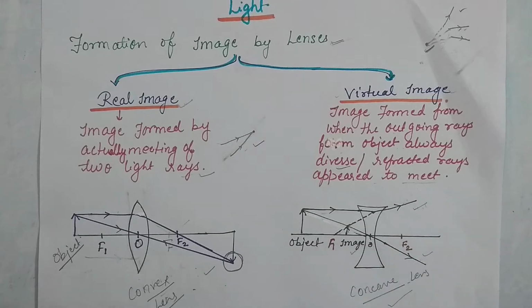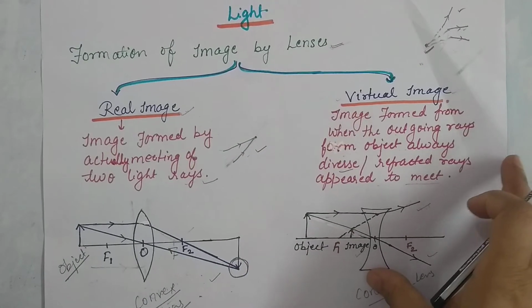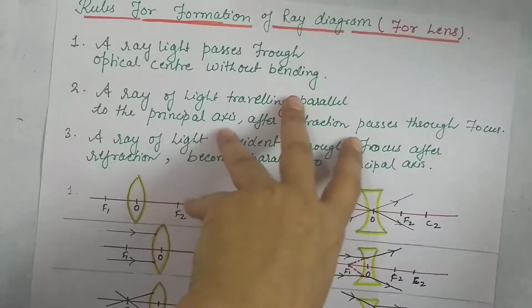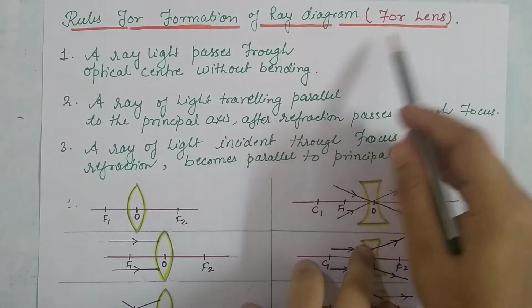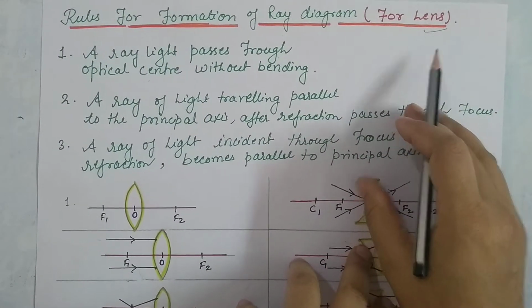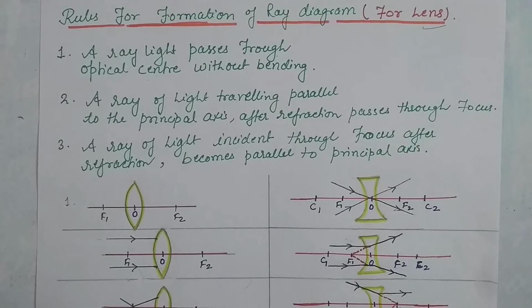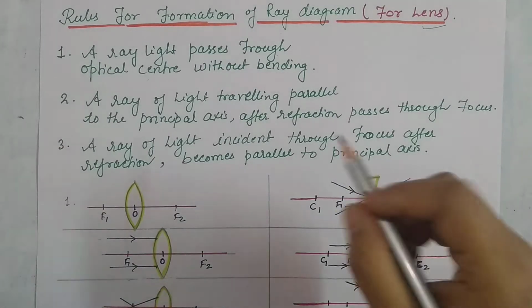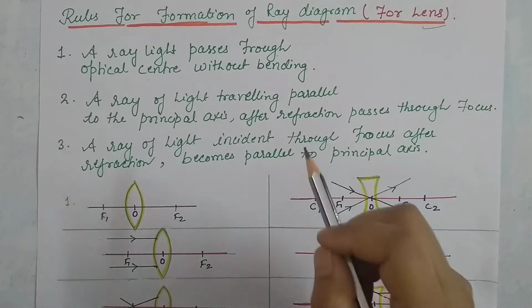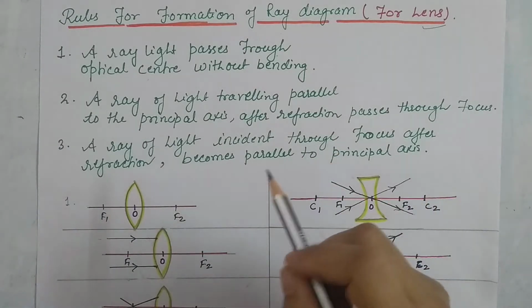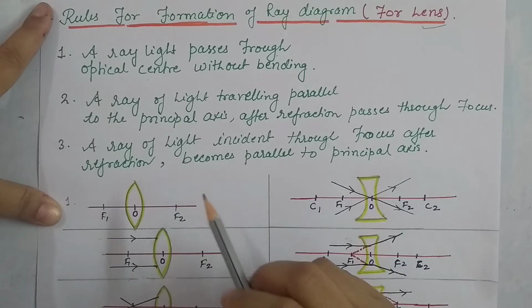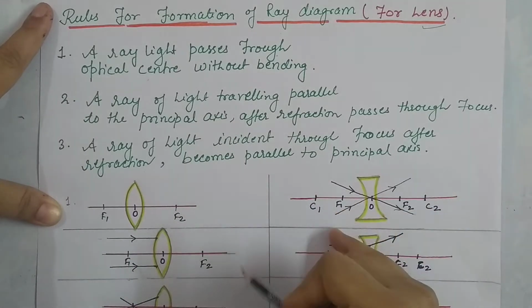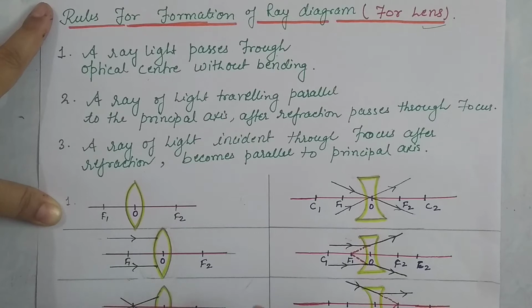Now we are going to study some rules for making ray diagrams. Rules for formation of ray diagrams for lenses. As we studied for concave and convex mirrors, they also follow some rules to draw ray diagrams. It is very important, before drawing the ray diagram, to know the proper rules. I have already made the rules for both concave as well as convex lens.